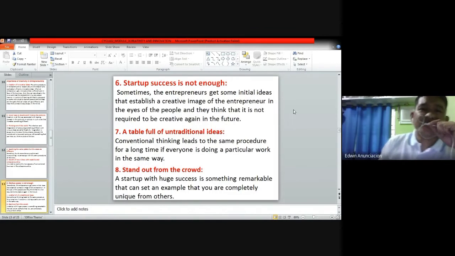Startup success is not enough. Sometimes entrepreneurs get some initial ideas that establish creative image of entrepreneur in the eyes of the people, and they think that it is not required to be creative again in the future. So ang entrepreneur po, hindi sapat sa kanila yung naumpisahan nila at nagtagumpay po sila. Dapat mayroon po yung sustainability.